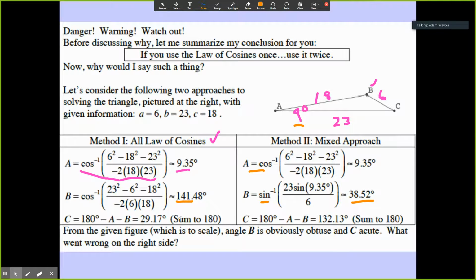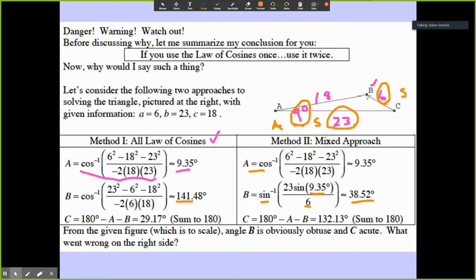So if we think about it, we're using the law of sines here. We're using 9.35 degrees, so we're using this angle, and we're using 6, which is this side. Then we're using 23 to find this angle here. Well, look at that. That's an angle, side, side.